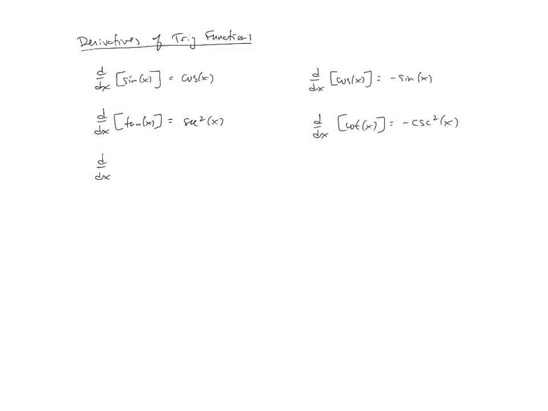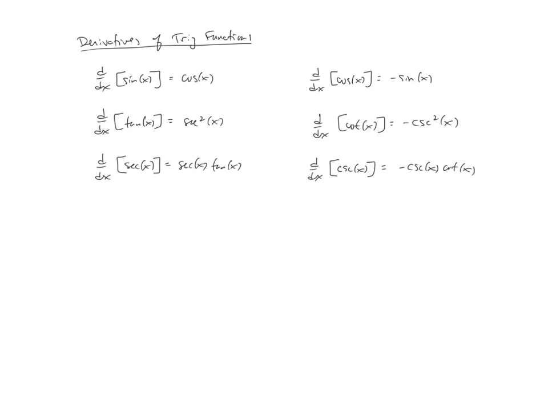And finally, the last two: d dx of secant with respect to x would be secant x tangent x, and the derivative with respect to x of cosecant of x would be negative cosecant x cotangent x.